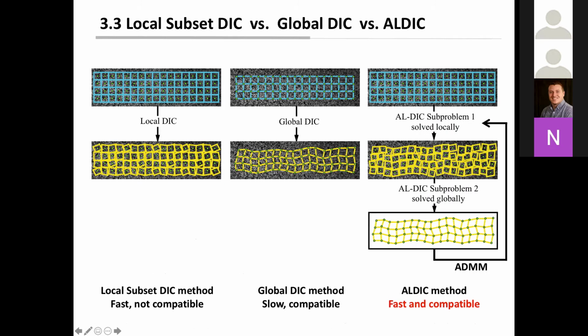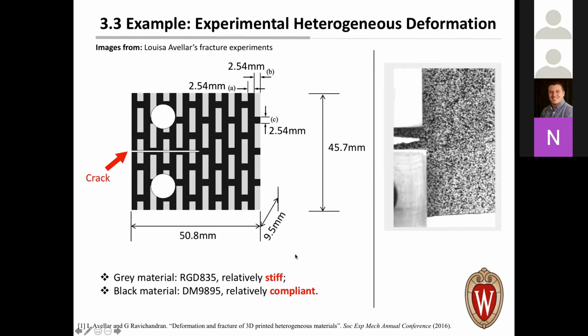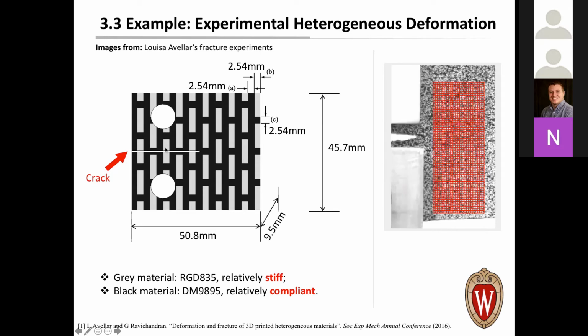Let me give a quick demo to compare the different methods, and how AL compares with the global and the local methods. Here is one example by my colleague at Caltech. She designed and 3D printed this specimen with two types of materials. The gray material is relatively stiff, and the black material is relatively compliant. Then she made a pre-cut notch, and it's under a tension fracture test. And then we want to measure what's happening afterwards.